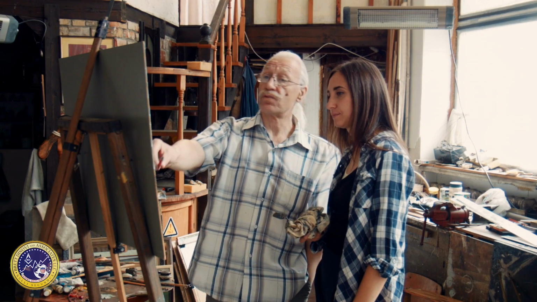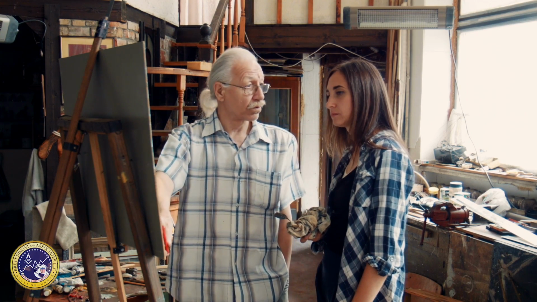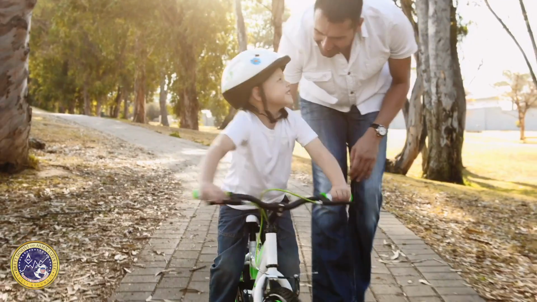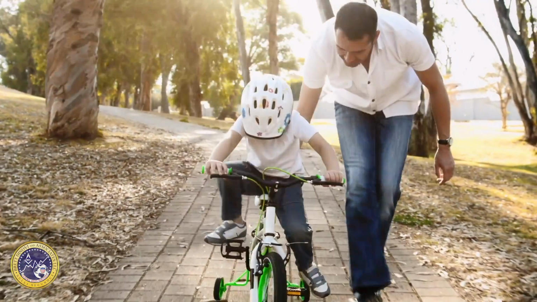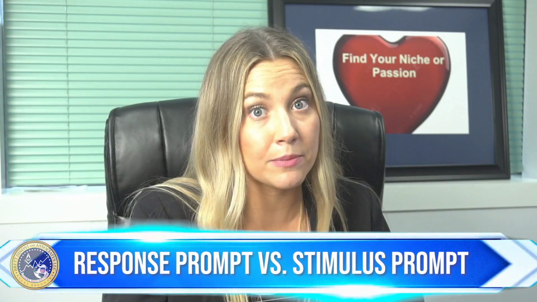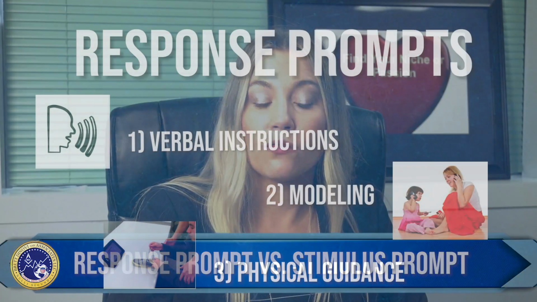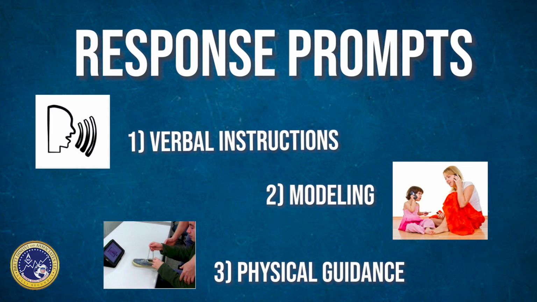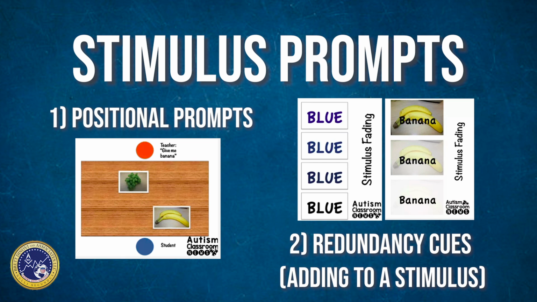It's important that we understand how both to use prompts and how to successfully fade them out so that the learner acquires skills that can be used across natural contingencies. There are different techniques for how this can be done depending on the type of prompt being implemented, a response prompt or a stimulus prompt. Response prompts include verbal instructions, modeling, and physical guidance. And stimulus prompts include positional prompts and redundancy cues, like adding something to a stimulus.